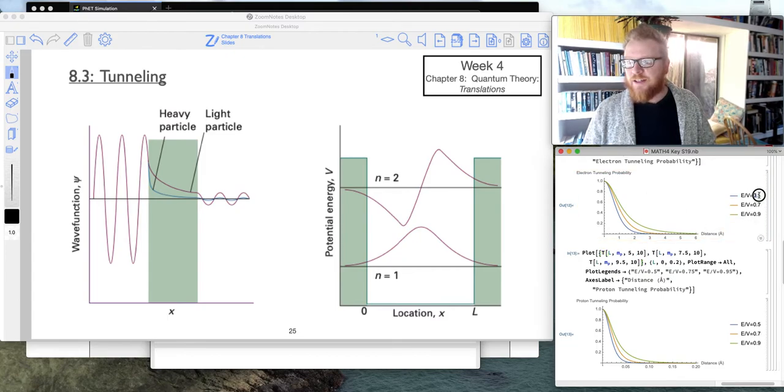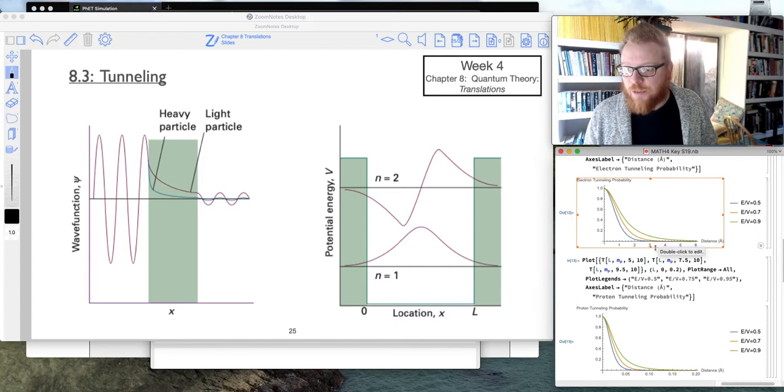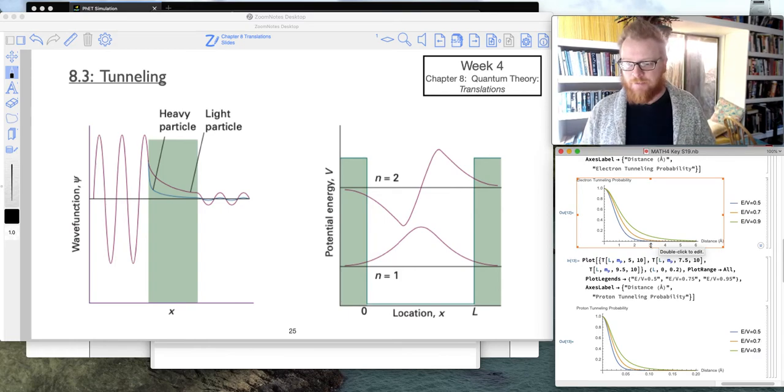And so when E over V is 0.5, that means the kinetic energy of the electron is 5 electron volts, right? So when it's 0.7, it's 7 electron volts. When that number is 0.9, it's 9 electron volts. And as you can see, the higher that incident energy is, the longer a distance the electron can tunnel, right? So like if I look at, let's say 3 angstrom, and again, these are realistic calculations, real numbers that I put in here, okay? With a 10 electron volt barrier, and let's say 3 angstrom, you can see only the particle with 9 electron volts has any decent chance of tunneling through, right?